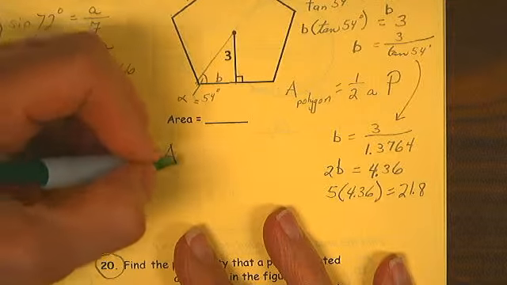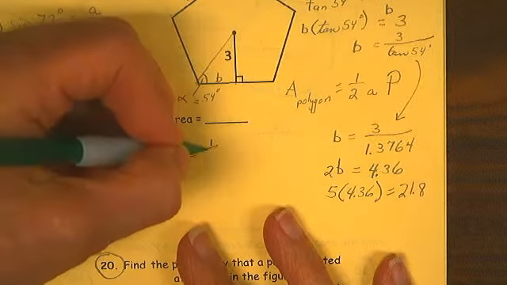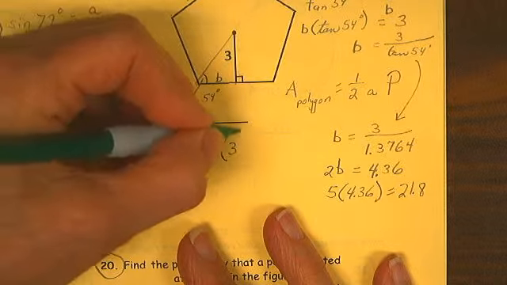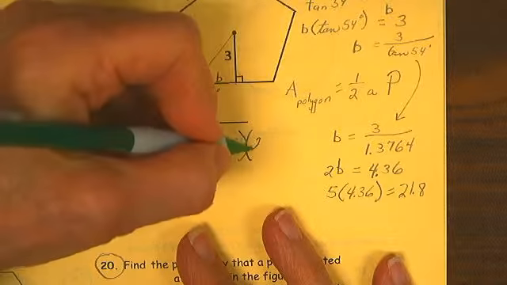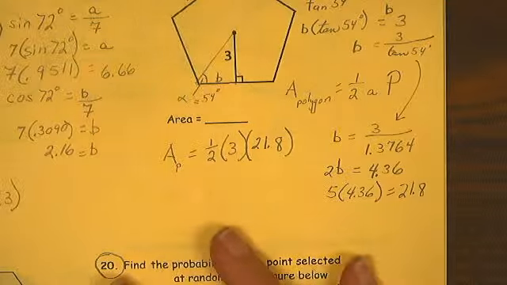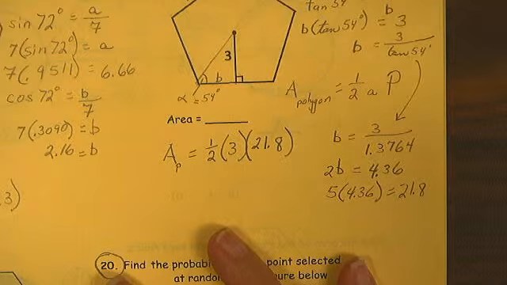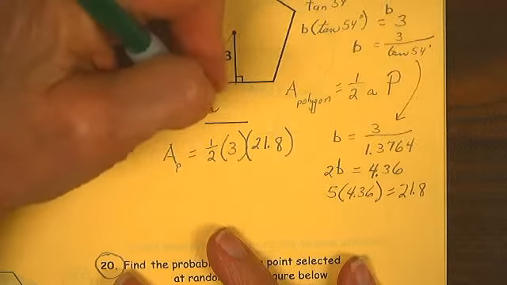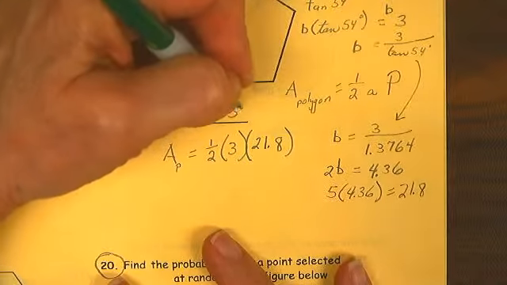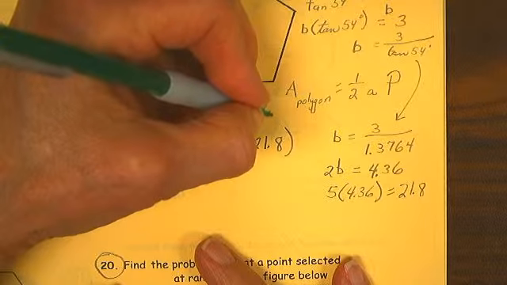So the area of this pentagon is equal to 1/2 my apothem, which is 3, times my perimeter, which is 21.8. 21.8 times 3 is 65.4 divided by 2. My area is approximately 32.7 square units.